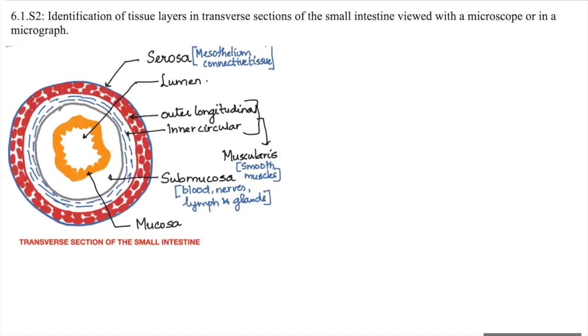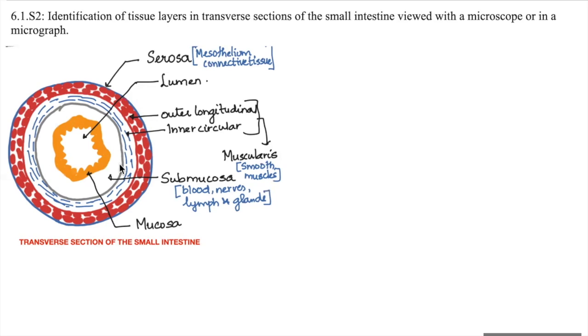Now this is the light microscope we are talking about, and so we have to identify it from a micrograph. Before we do that, let us first see how the transverse section of the small intestine looks. So here, this is the transverse section of the small intestine, which has an outermost layer made up of connective tissue that is called the serosa.